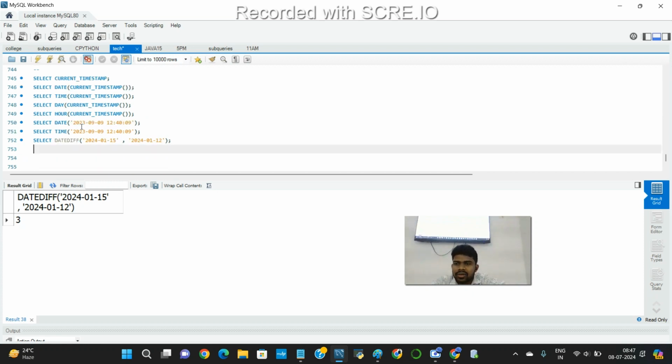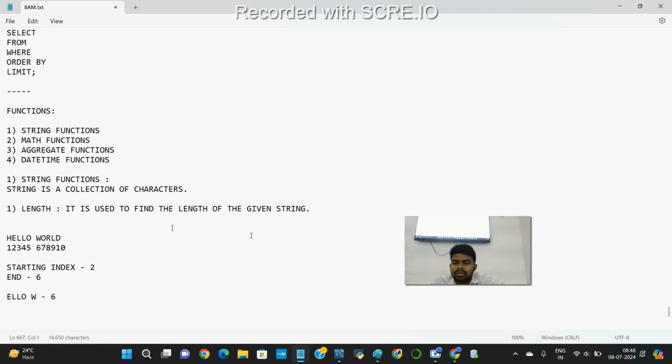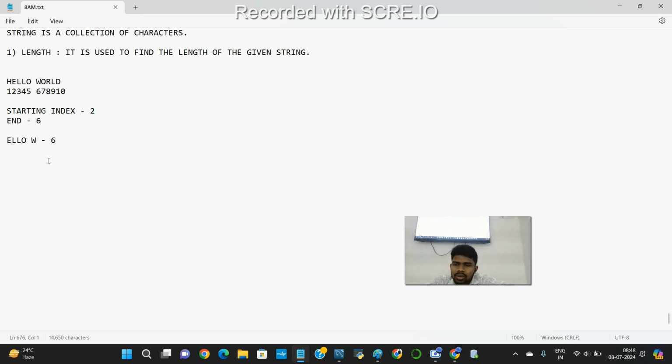So these are different functions. We'll discuss some more date functions in the next class. No need to worry. We'll discuss aggregate functions tomorrow because that's an important concept. We'll discuss these aggregate functions in depth because this is very important. Our next topic is aggregate functions.